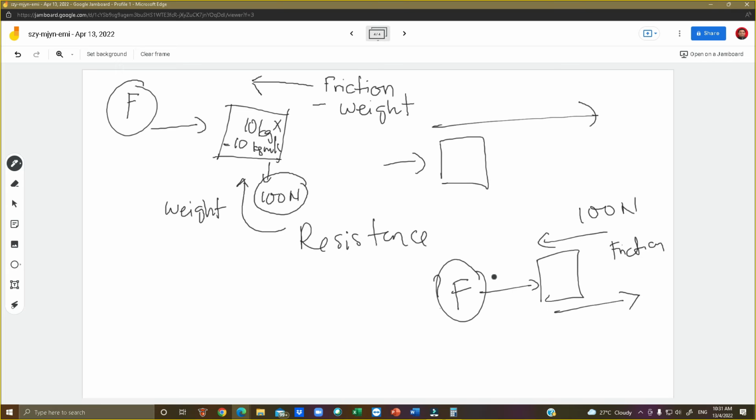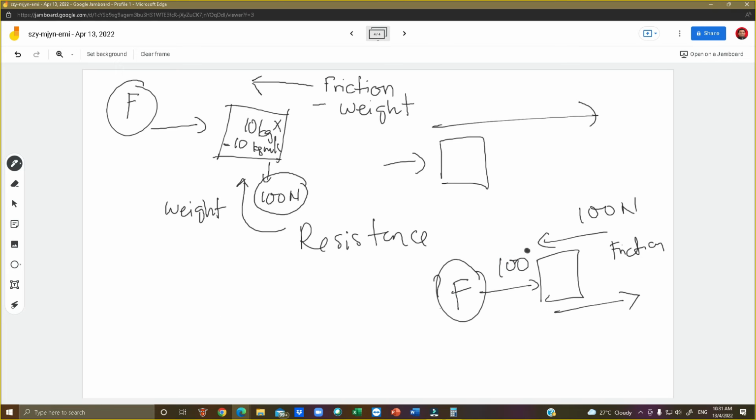Berapa? Ni tak payah kira boh. Tengok nombor tu dah tahu. Berapa banyak force yang diperlukan? Berapa? 100 juga. Mana boleh? Kalau kita bagi 10, 100.